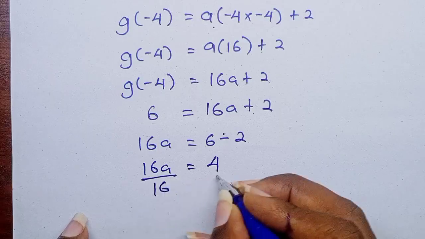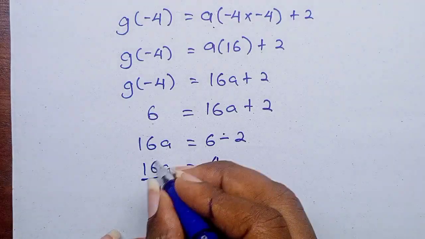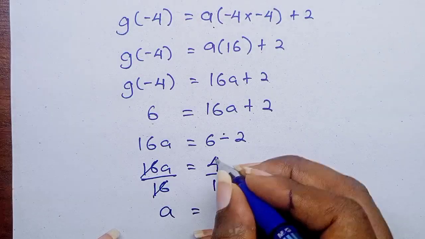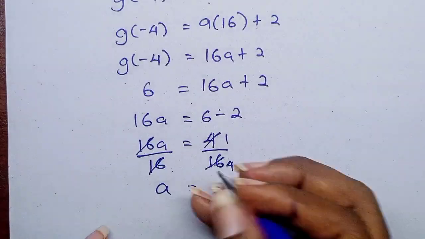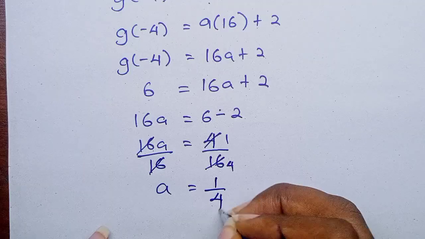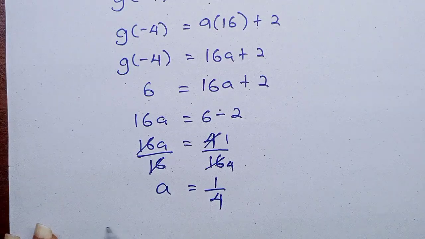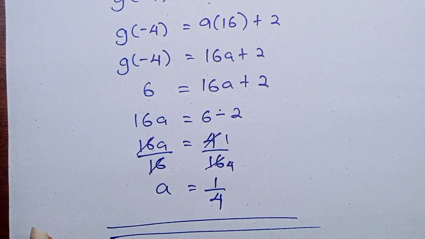Divide both sides by 16. And therefore a is equal to, 4 goes into 16 4 times. So a will be equal to 1 over 4. So that is the value of a with that given function.